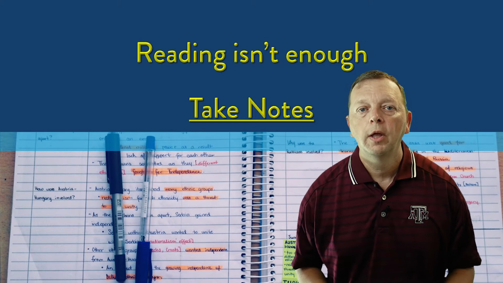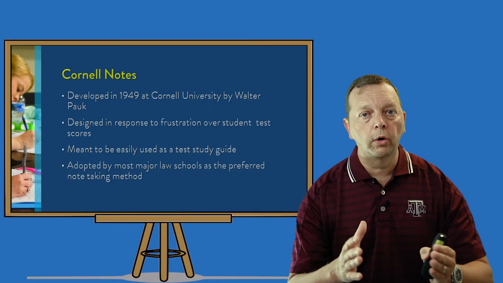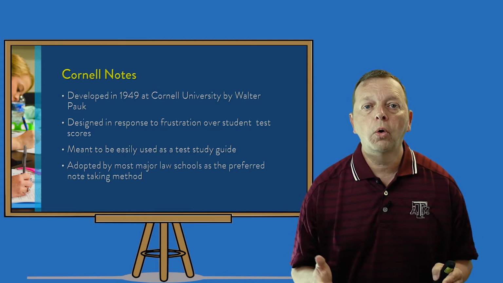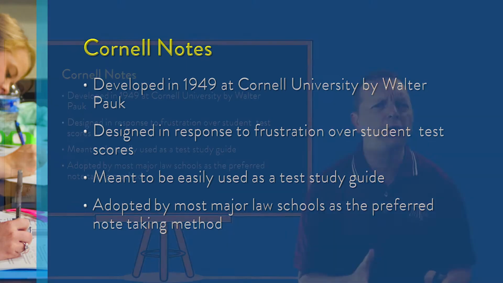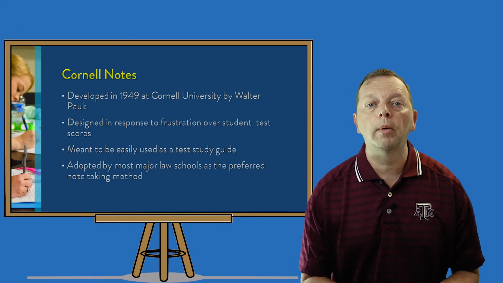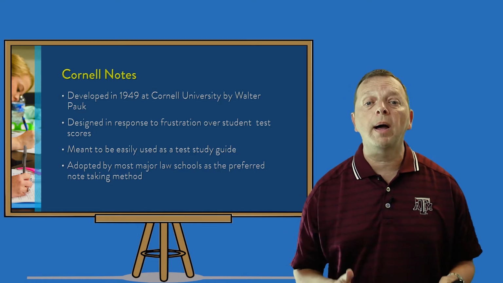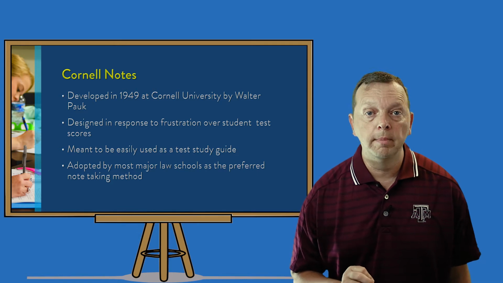The problem, though, is reading is not enough. You have to take notes. And one of the best ways to take notes, and what we're going to require my students to do, is use Cornell Notes. Cornell Notes are named after the university where they were founded, when a law professor realized that people were not doing very well in law classes. So they developed this style of doing notes, but more importantly, the style of studying notes. And now this has actually been adopted by major law schools throughout the country as the preferred note-taking method.